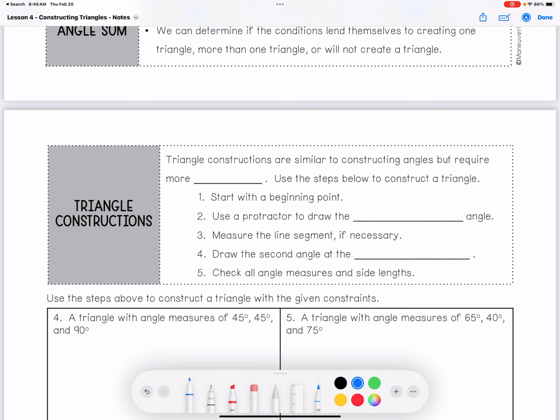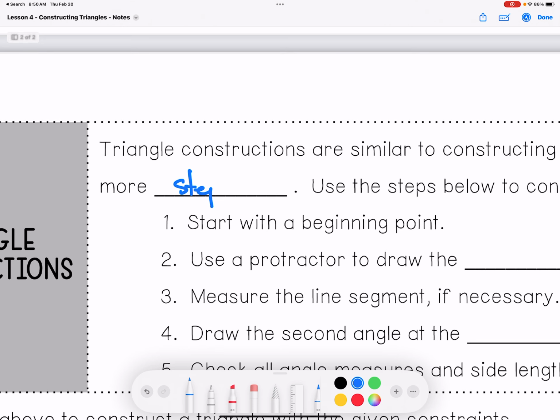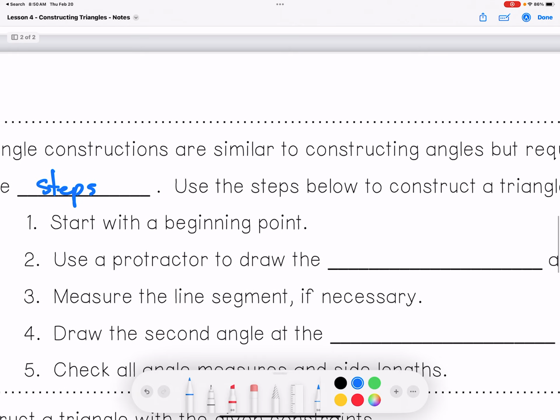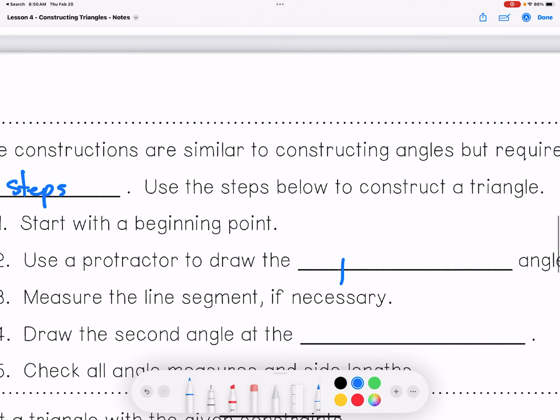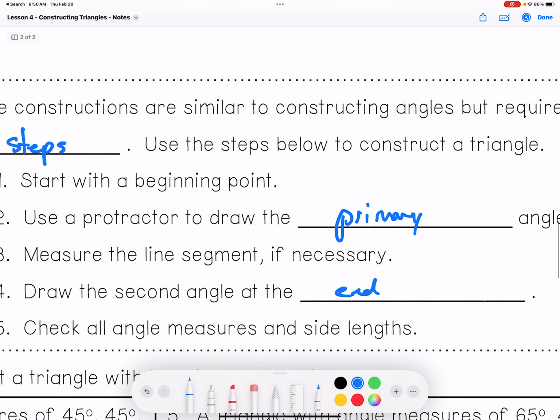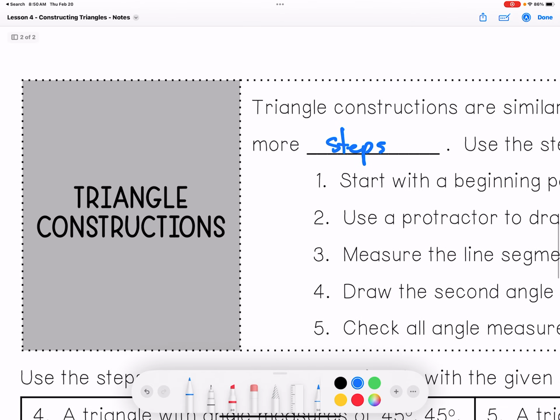Triangle constructions are similar to constructing angles, but require more steps. Use these steps below. If you don't have a protractor, you still need to get one, but we're going to use a protractor. I'm going to use my ruler to draw the primary angle, and then I'm going to measure the line segment, and then we're going to draw the second angle at the end point, and then we're going to check all the angle measures and side lengths.